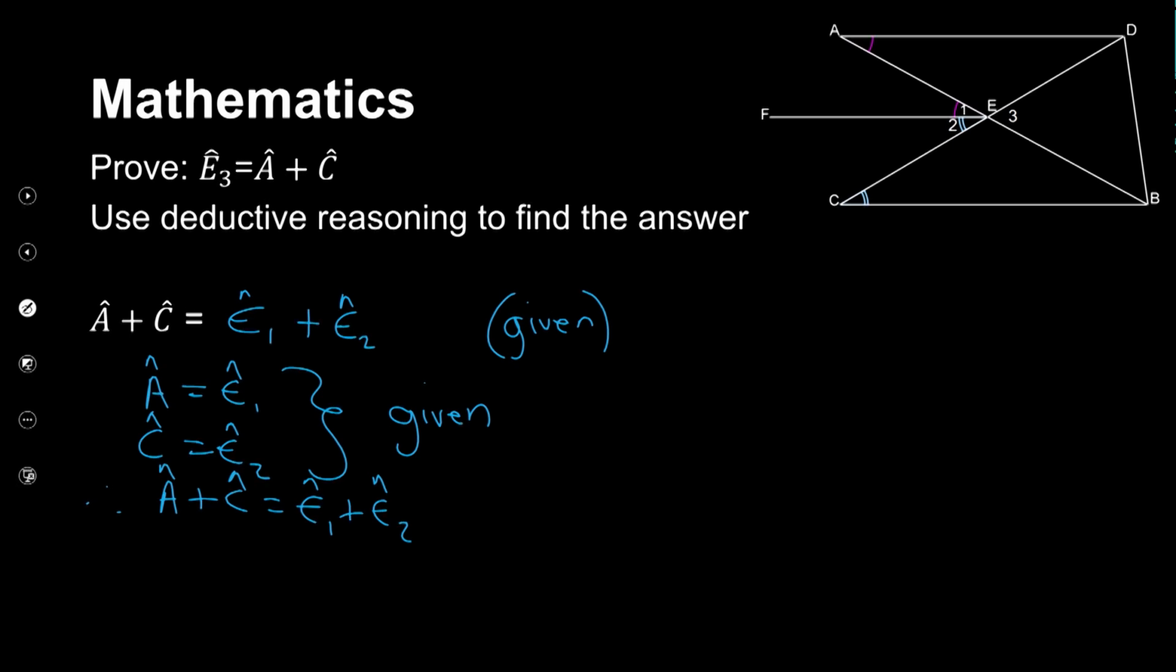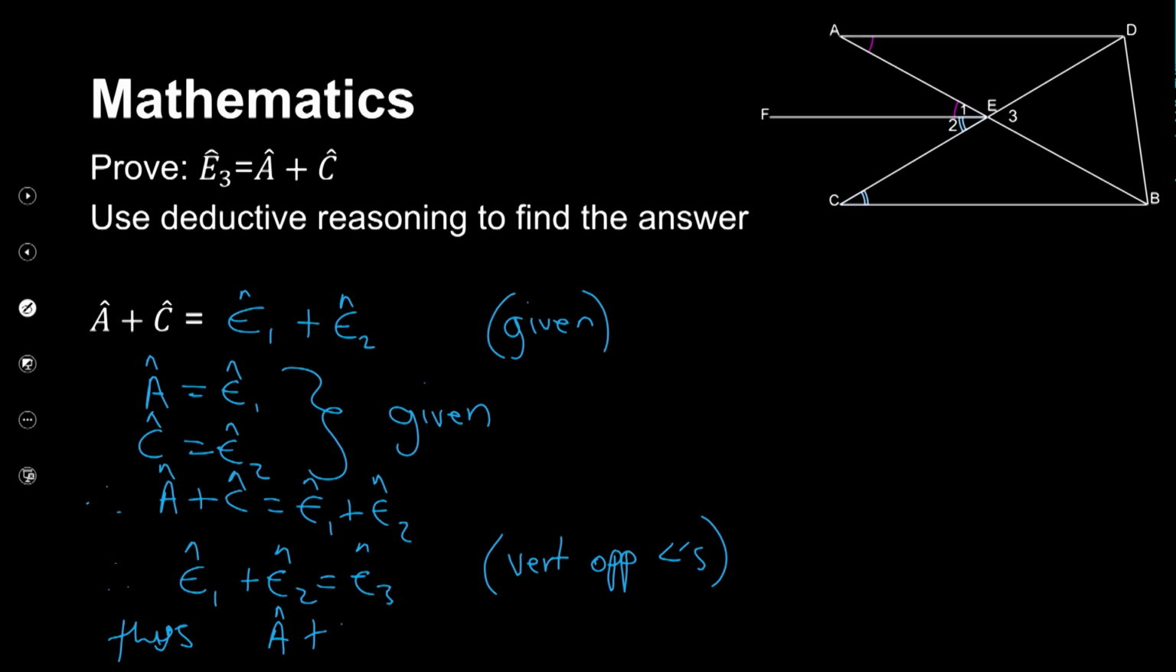Then I can make a claim. Say, now I know that E1 plus E2 is equals to E3, right? And the reason for this will be because they are vertically opposite angles to one another. Now, do you understand what this means? Thus, which is what I want to now conclude, I will then say that A plus C is equals to E3, right? And you wouldn't really need a reason for that because it's part of the reasoning that we were talking about.